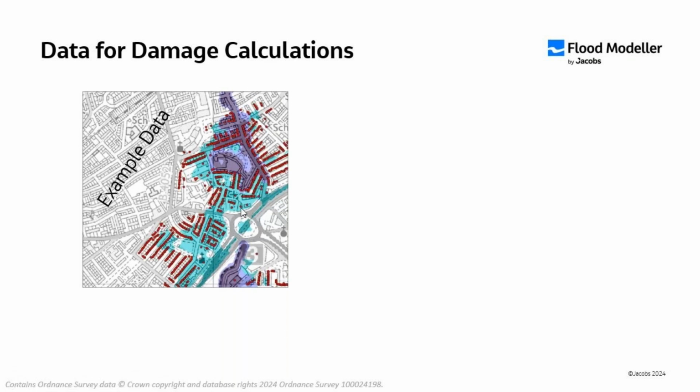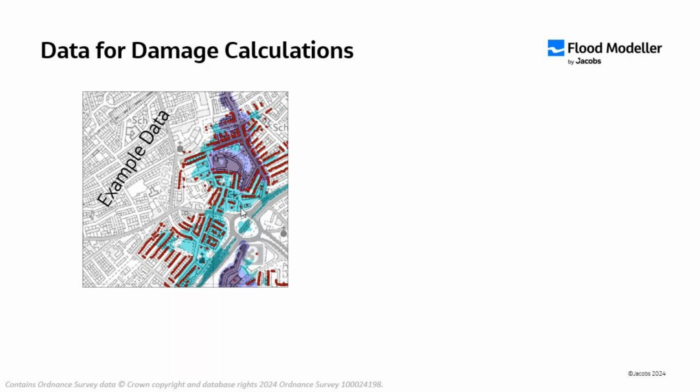The next thing you need to make Damage Calculator run is a property dataset. You could either make your own dataset based on survey, or if you're using Damage Calculator in England, you could use the National Receptor dataset. You can see an example property dataset on the screen here. It gives a point for every property in the flooded area.